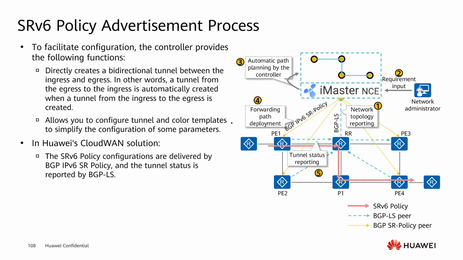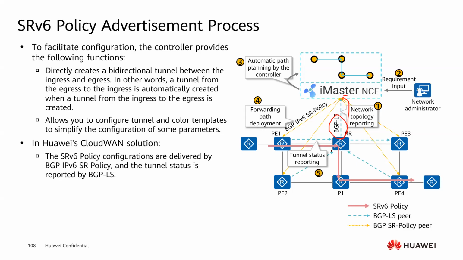So let's look at how iMaster NCE-IP deploys SR policy. First, we need to collect the network topology. We use BGP-LS to tell the NCE-IP what my topology looks like, those kinds of things.